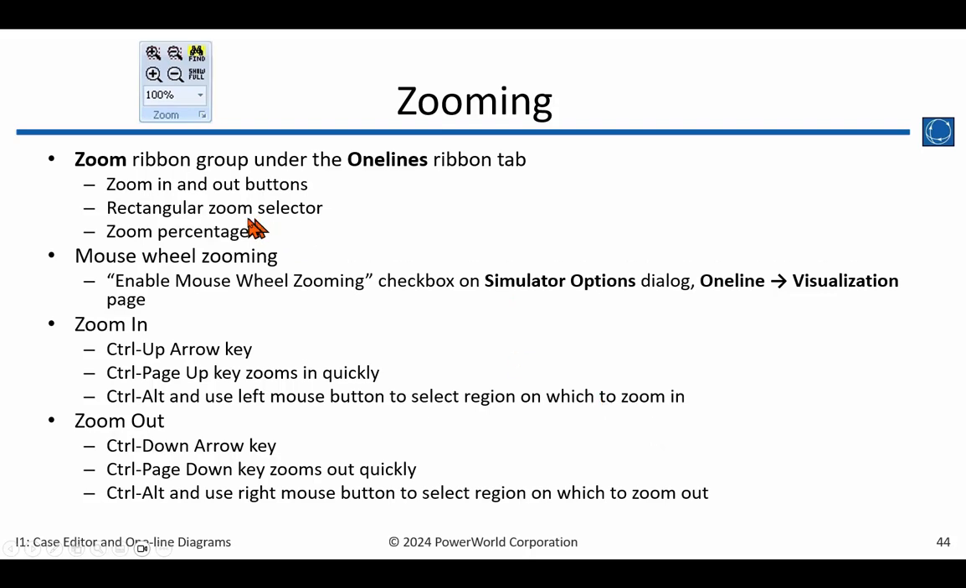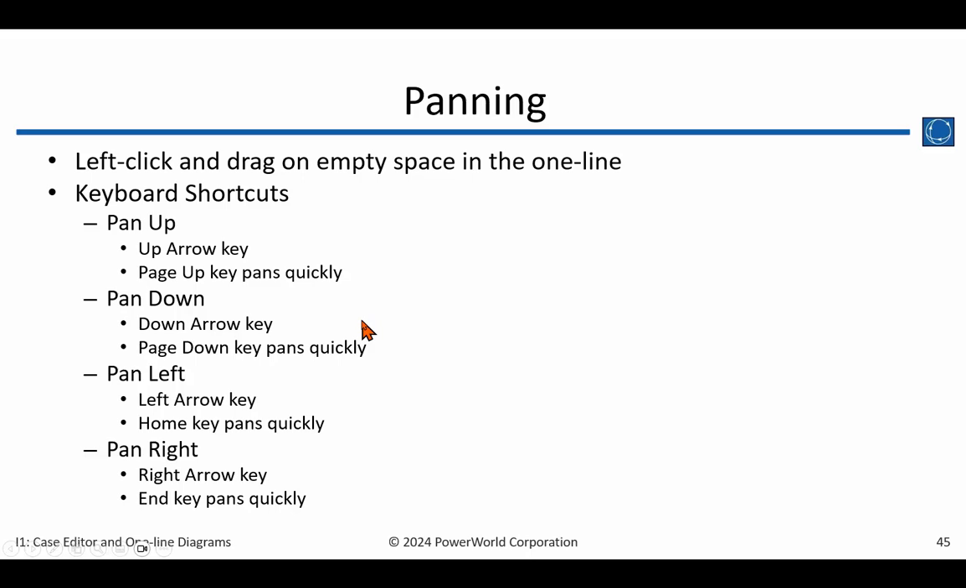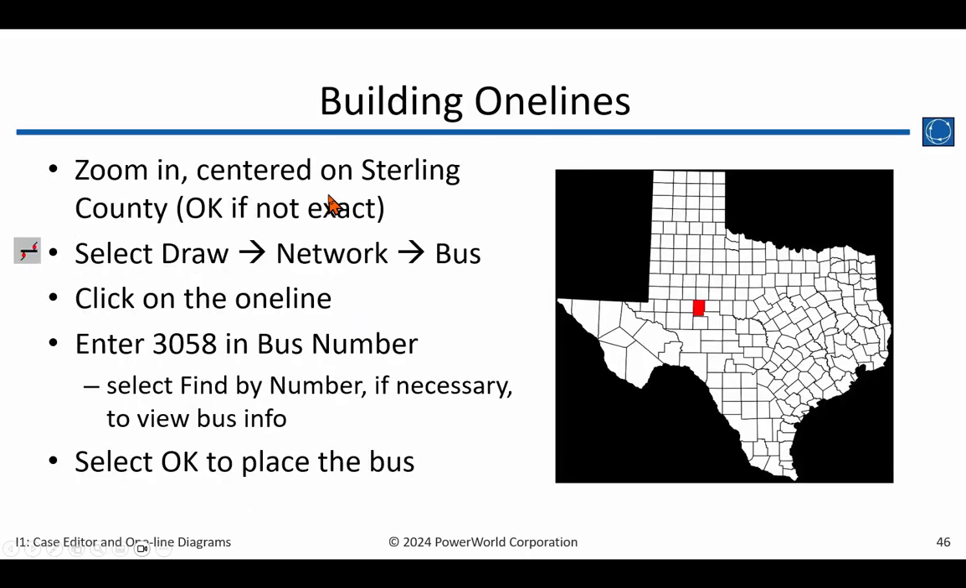So back to the slides, those details are described for zooming, and there's one for panning as well. So next we'll start to add some power system objects to our diagram, and what we'll want to do is use the zoom tools to zoom in on Sterling County. It's okay if you don't get this exact. This is just for demonstration purposes, but we're going to try to lay out the buses roughly where they belong here.